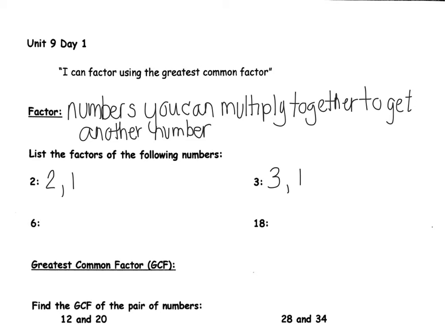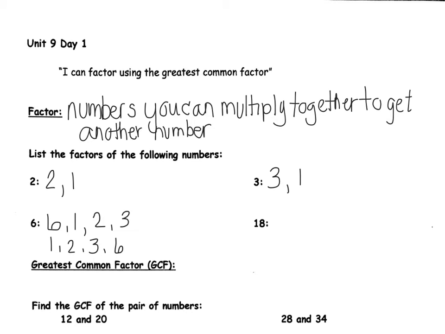The factors of 6. What numbers do I multiply together to get 6? Well, 6 times 1. Are there any others? Well, 2 times 3. And I think that is it. Now, if we were moving on here, I would probably ask you to write these in a little bit more organized way, as 1, 2, 3, and 6, but we'll do that later.